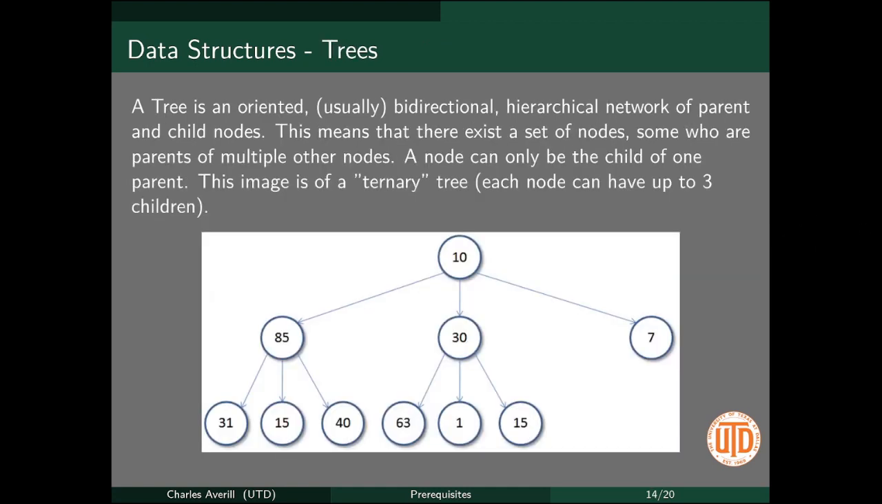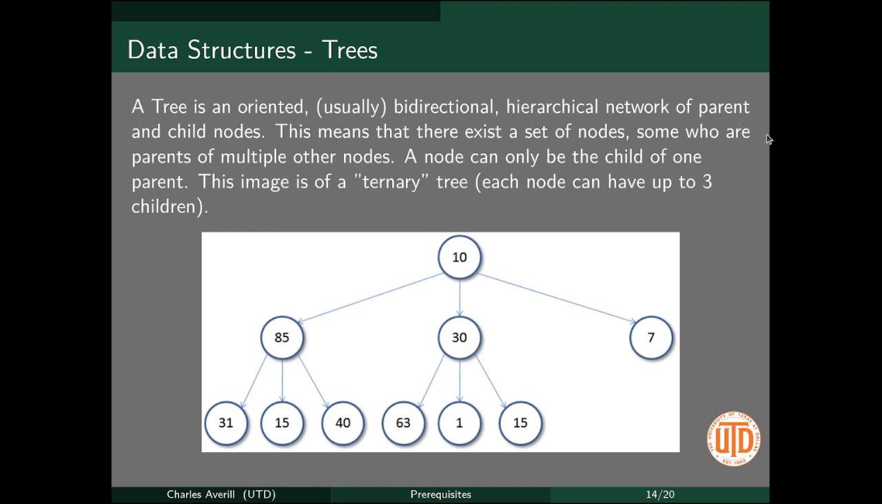Let's get into trees. So a tree is an oriented network. It can be bidirectional, usually. I say usually because in the context of our compiler, the Echo compiler, it is usually bidirectional. And it's also hierarchical. It's those things that consist of this network of parent and child nodes. And what that means is that there's a set of nodes, some of whom are parents of multiple other nodes. And a node can only be the child of one parent, has to have one parent, except for the root of the tree.